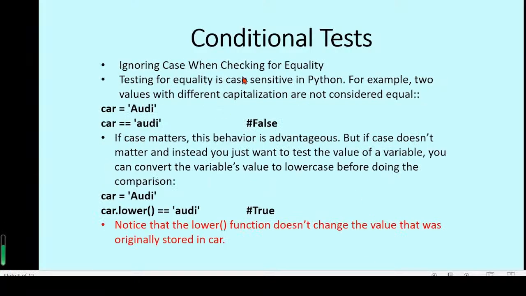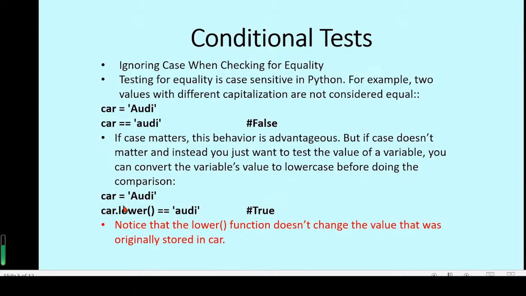Ignoring case when checking for equality. Testing for equality is case sensitive in Python. For example, two values with different capitalization are not considered equal. If the car is Audi in title form, but we check if the car's value is audi in lowercase, we'll get false. If case matters, this behavior is advantageous. But if case doesn't matter and you just want to test the value of a variable, you can convert the variable's value to lowercase before doing the comparison.